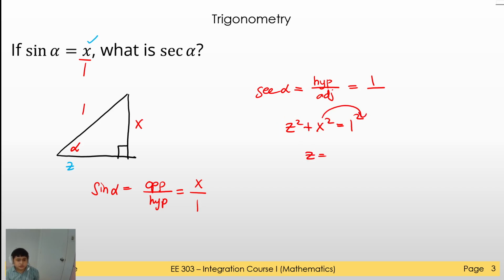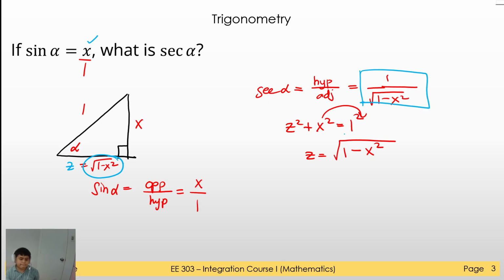So z is equal to 1 squared, which is 1, minus x squared. Since this is squared, we can just find the square root to find the value of z. So z here is equal to the square root of 1 minus x squared. Therefore, this is also your adjacent side. So we can write this as the square root of 1 minus x squared. So this will be your answer.